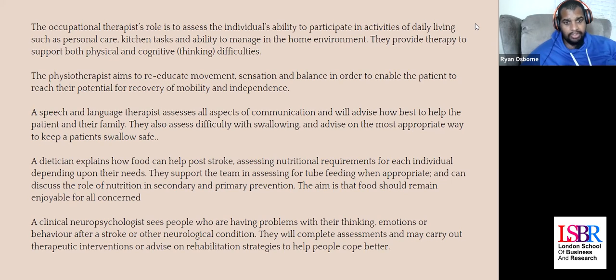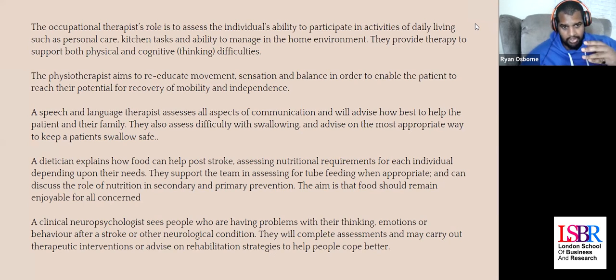So the clinical neuropsychologist may talk to the family and say, look, this is the current state of play. This is how they are feeling themselves. What you might want to do is A, B, C, and D, innit? And that really informs you of what you need to do moving forward. And last but not least, a clinical neuropsychologist will complete assessments and carry out interventions or advice on rehab to help people cope better.